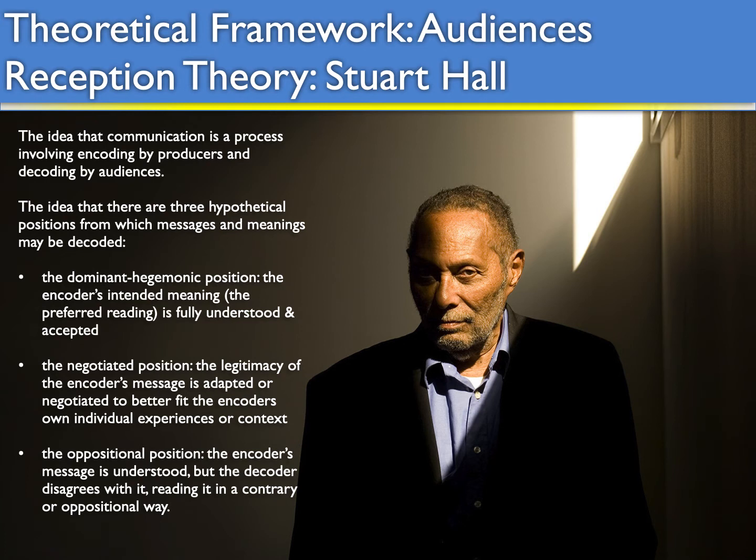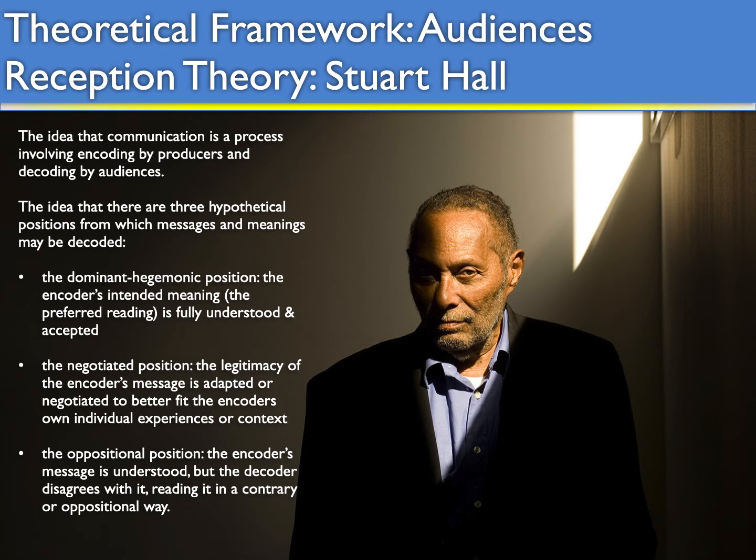However, decodings do not necessarily lead from encodings, and so the audience can take three different positions. The dominant reading, or the hegemonic reading, or the preferred reading, where the audience take what was intended, fully understand it and accept it. The negotiated position, where the encoder's message is adapted or negotiated to better fit the decoder's individual experiences. In other words, they may agree with some, but not all of the ideological message, or they may even misunderstand and use the text for their own purposes. And then the oppositional reading, where the encoder's ideologies and messages are fully understood, but the decoder disagrees with it, reads it in a different way.